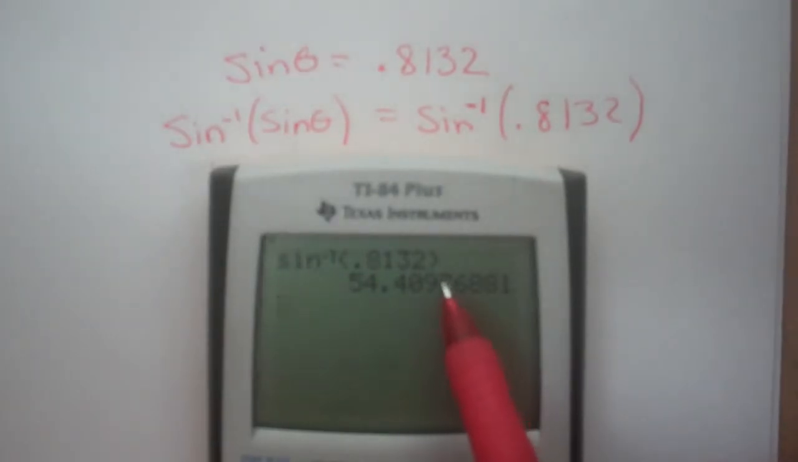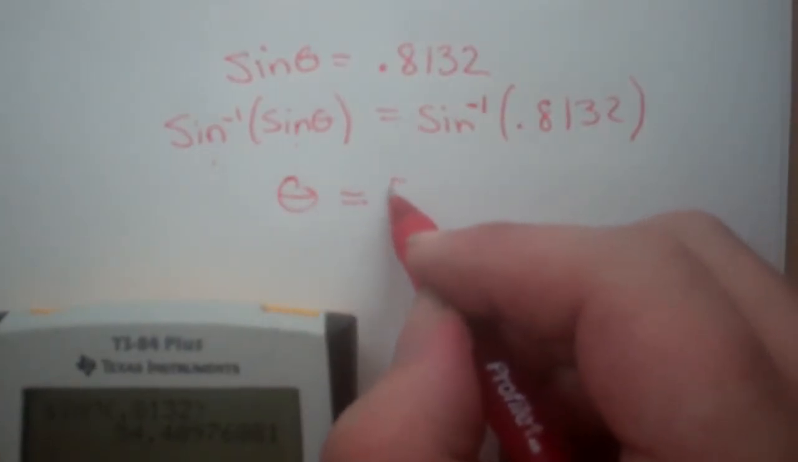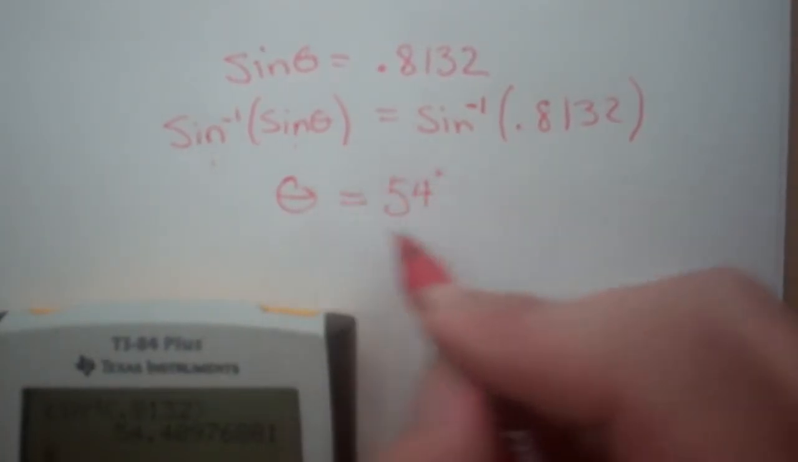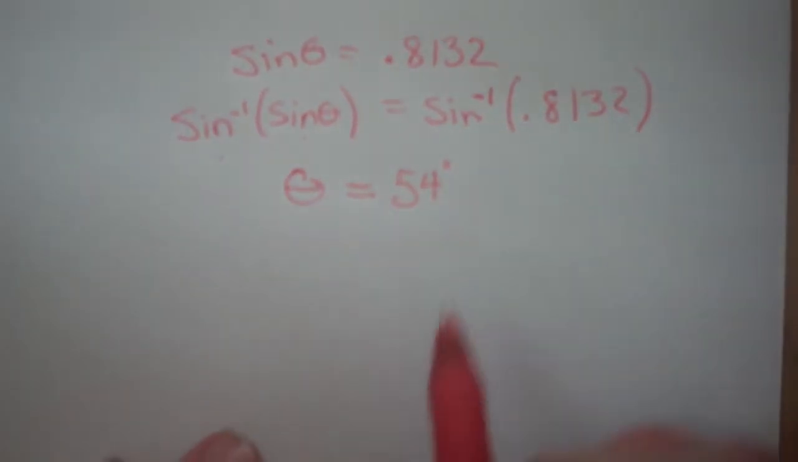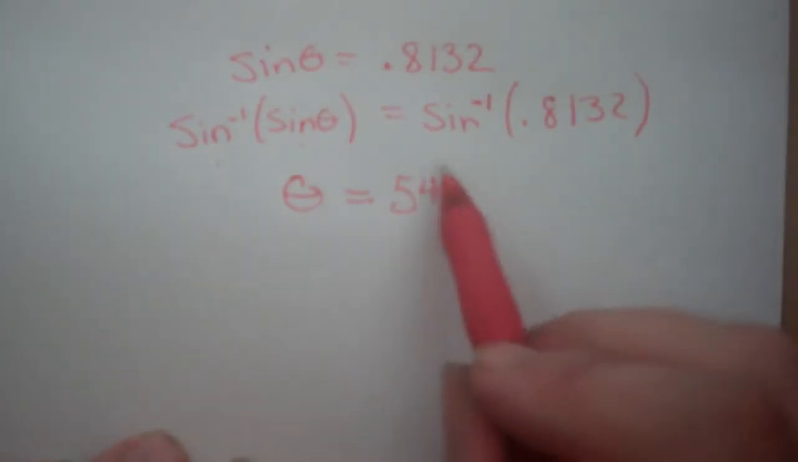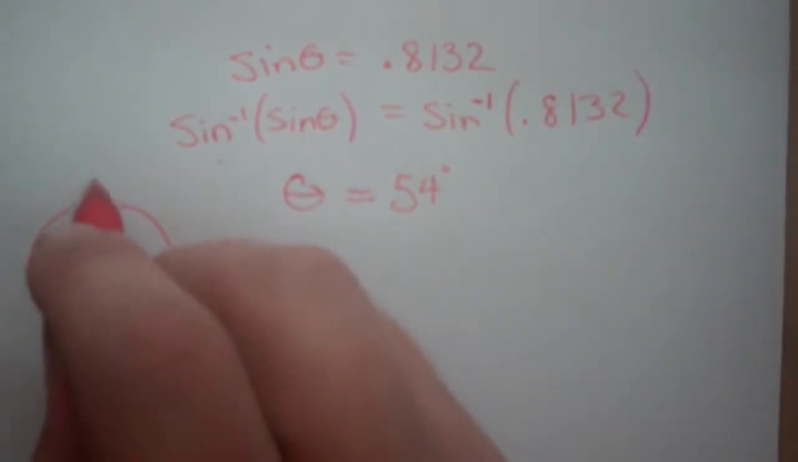And we press enter, and it shows us that the inverse sine of 0.8132 is 54.409. Rounded to the nearest whole degree, since the tenths place is less than 5, we leave it as 54. And so this is giving us that theta is 54 degrees when rounded to the nearest whole degree. That is not the only angle that will work, though. Whenever you find one angle, you need to draw a picture so we can find the others.